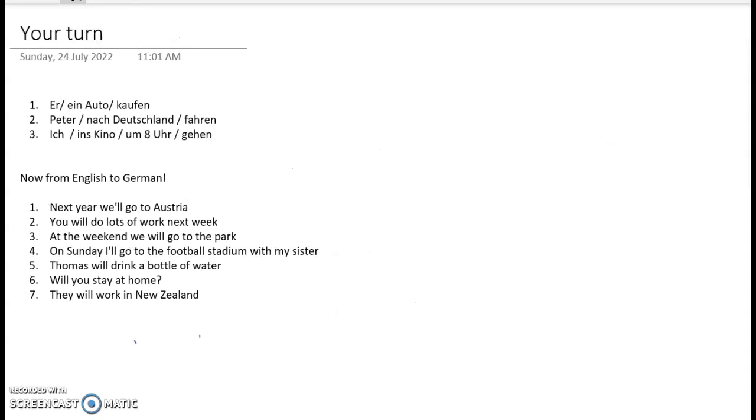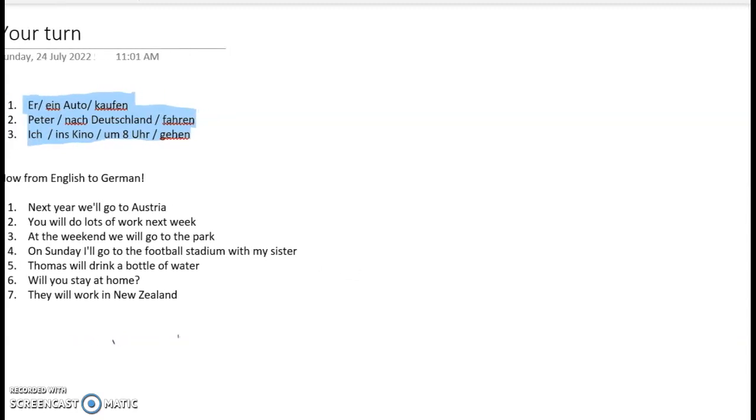The first three here are ones where we've nearly got it done for us, where it's already got the German bit. So he wants to buy a car. Peter, sorry, not he wants to buy a car, he will buy a car. Peter will go to Germany. I will go to the movies at 8 o'clock. So those three first, just putting those into the future tense. So pause the video and have a go at those.